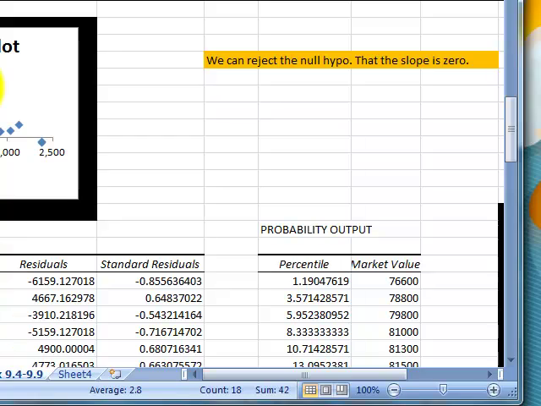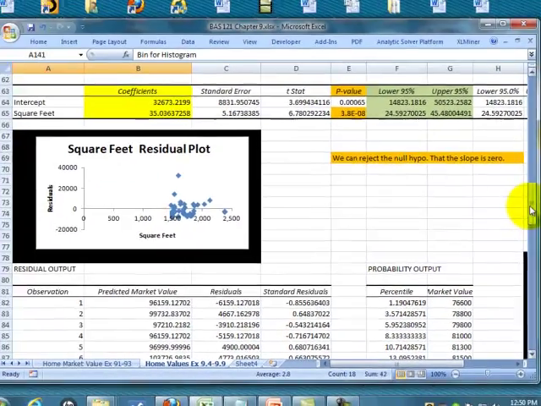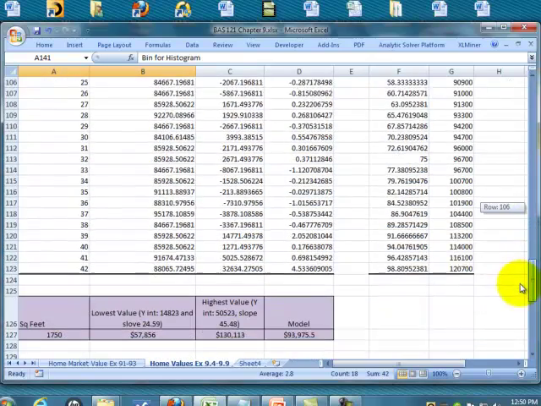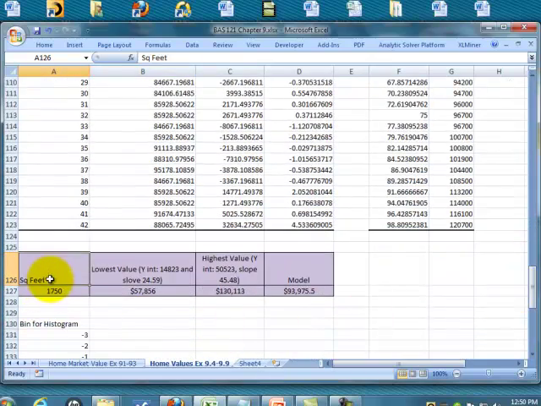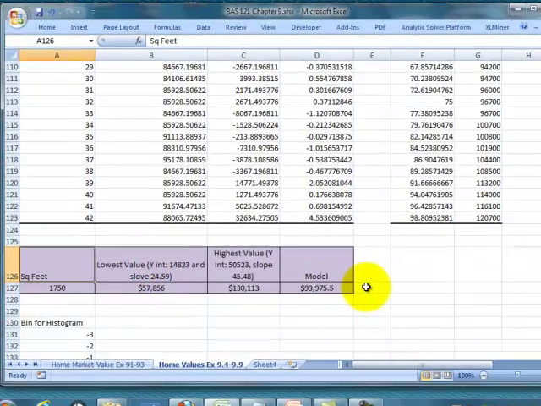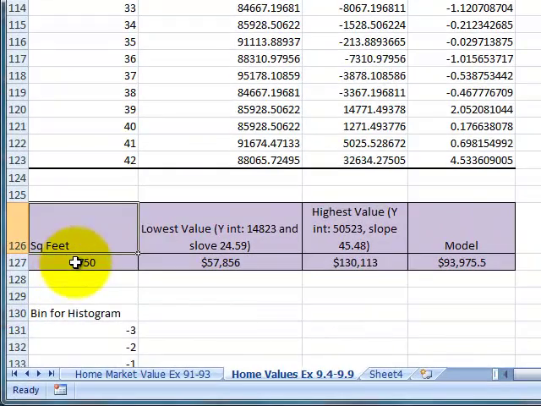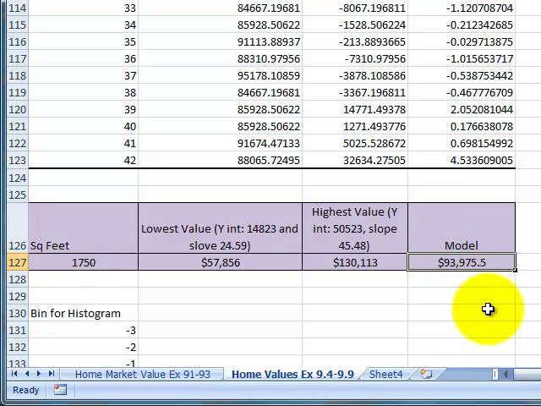I don't know, maybe they've got a swimming pool in their yard. But that's worth investigating. The last thing is here I took our square footage. This is so you can give a range. Because if you went to a real estate agent and said, I want to buy a 1,750 square foot house, how much do you think that'll cost? And they said, oh, that'll cost $93,975, you'd think they were a little crazy.